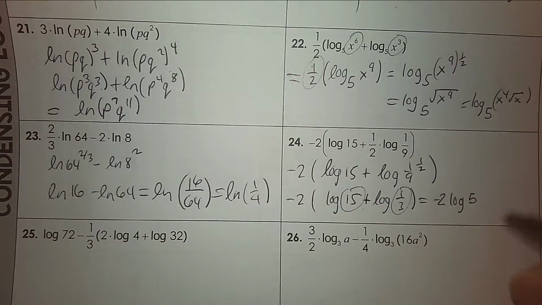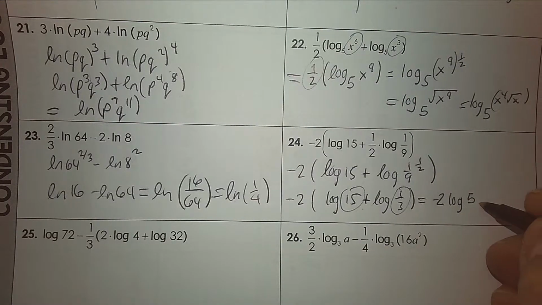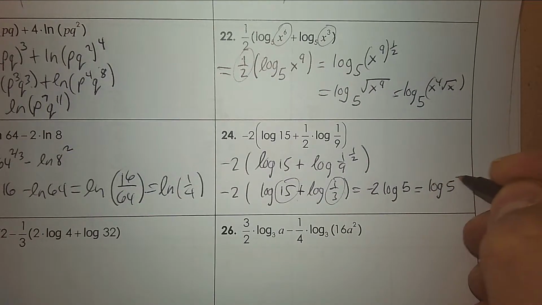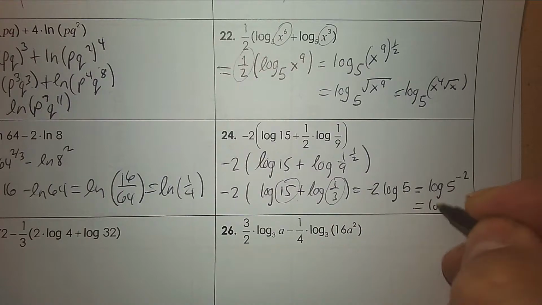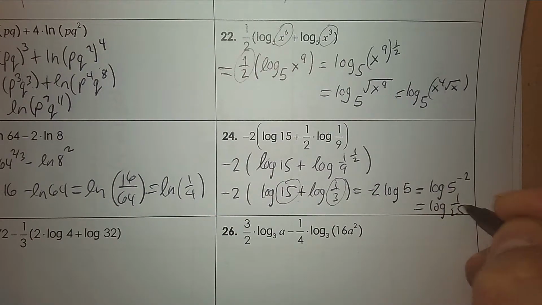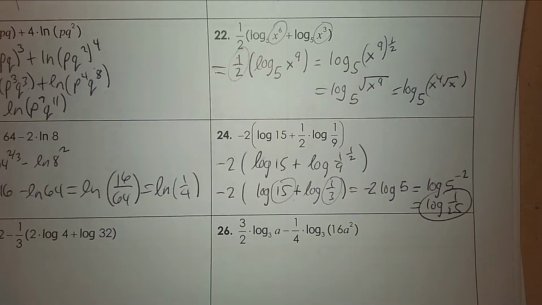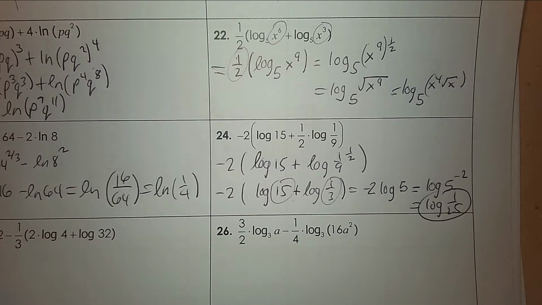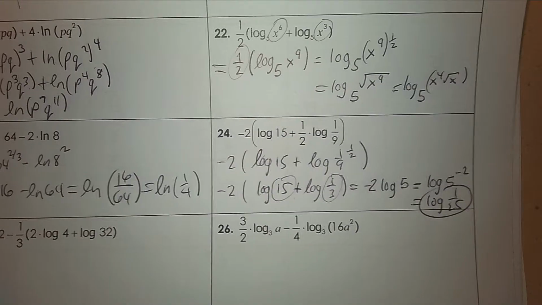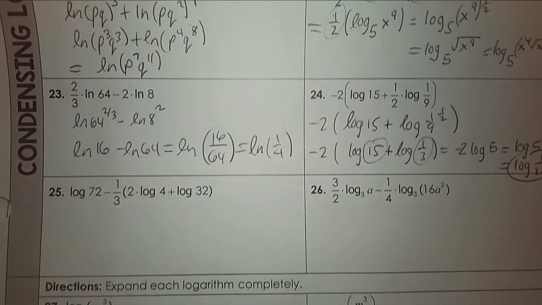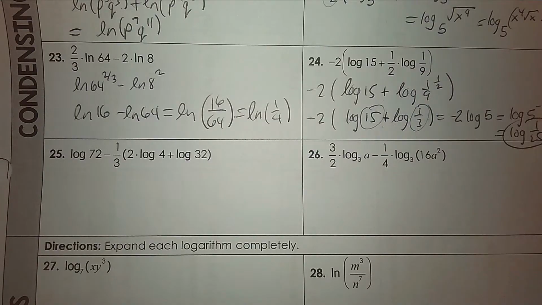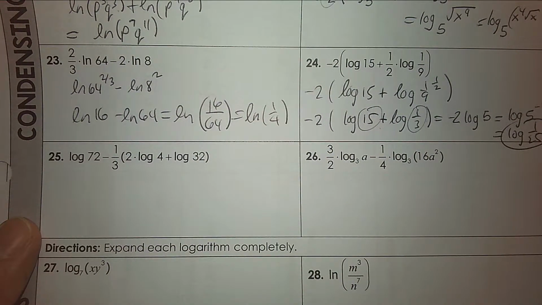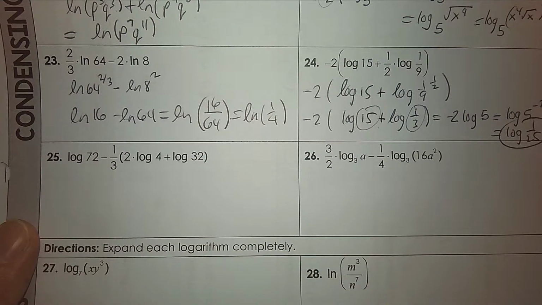And then, where does that -2 belong? And what does 5 to the -2 mean? Five squared, but do the reciprocal, right? So it's log 1 over 25. I got 2 more left. And then we'll stop for today. So 25. Can you simplify that logarithm?